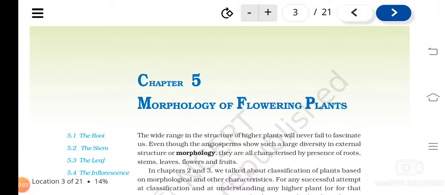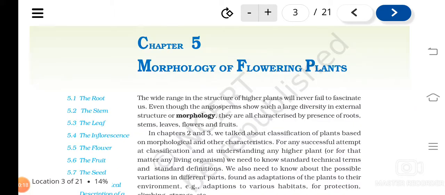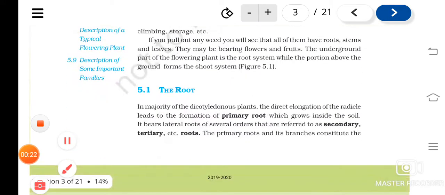So we were studying chapter 5, morphology of flowering plants. What do you mean by morphology? The study of external characters of the organism is known as what? Morphology, isn't it? And in that we have seen that the plant consists of root, isn't it?